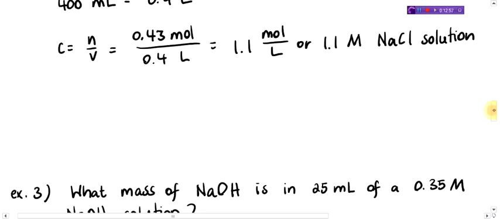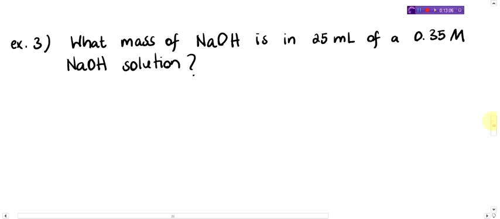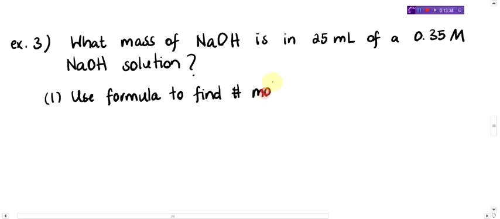We're going to do a couple more examples. So our next example, what mass of sodium hydroxide is in 25 milliliters of a 0.35 molar solution of sodium hydroxide? So here we're given the volume and we're given the concentration, and we want to figure out the mass. So we'll have to do a couple steps here as well. So the first thing we're going to do is use our formula. Now instead of finding concentration, which we already have, we're going to use our formula to find the number of moles. Then we'll convert the number of moles into grams.